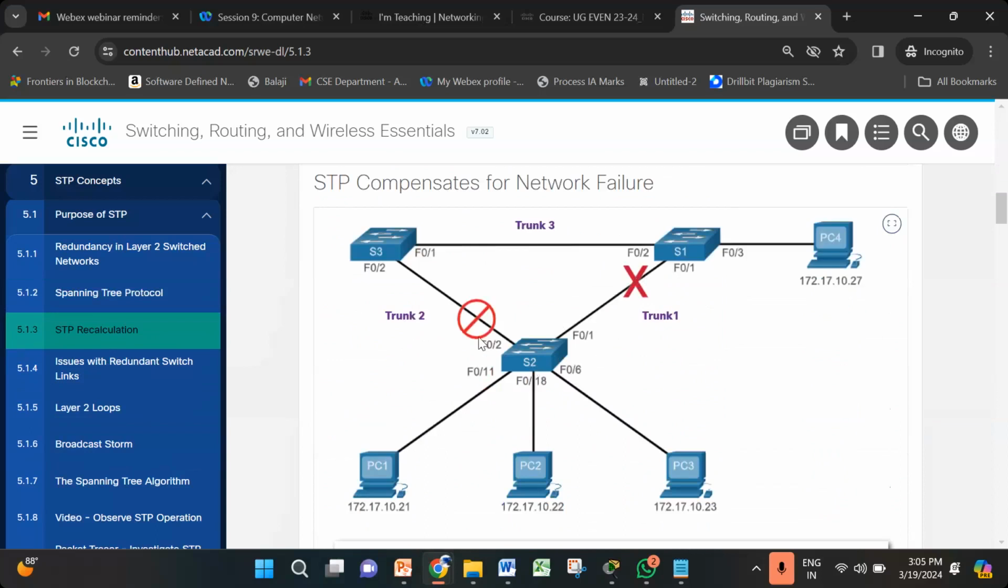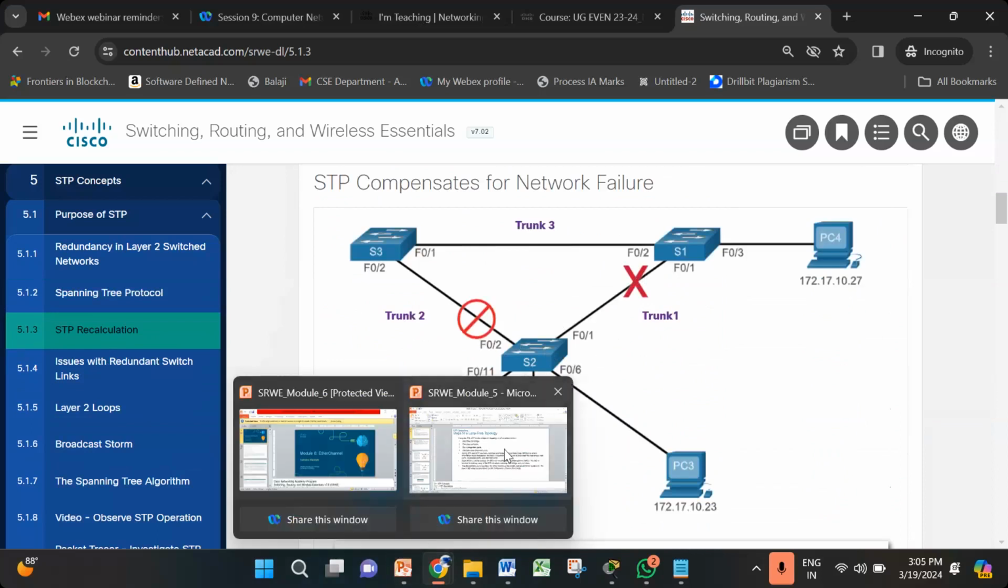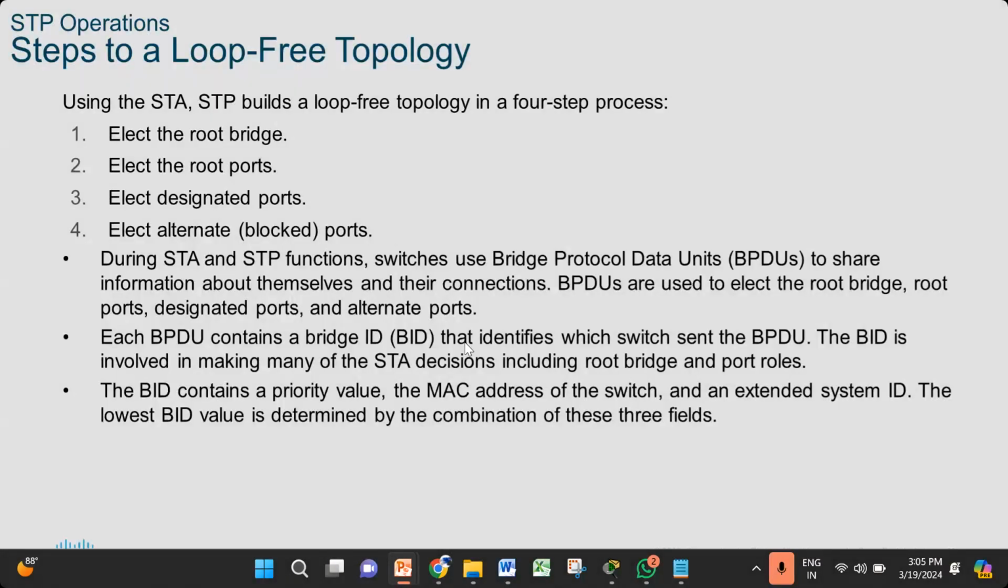How this is done inside a local area network is what we are going to see in today's class. These are the steps that take place whenever Spanning Tree Protocol runs. Number one, it elects the root bridge from the set of switches that you have in the local area network. Then it elects the root port. From the root bridge, every port of the switch is designated or given a name, and one particular port is blocked. We will see in detail how this is done.